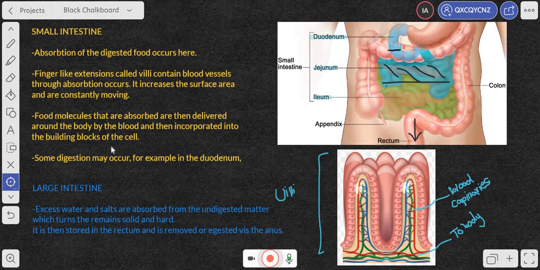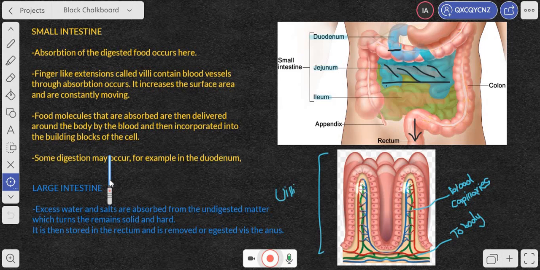Food molecules that are absorbed are then delivered around the body by the blood and then incorporated into the building blocks of the cell. They say that you are what you eat. This is what this means. The food molecules are absorbed and then delivered around the body through your circulatory system, and then used within your cells to make your cell components. So basically that is what it means, you are what you eat, right?